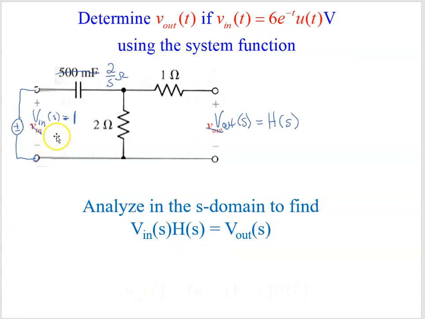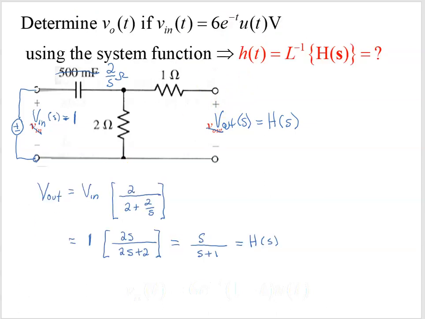If we convert to the frequency domain, our input function, the Laplace transform of that, is just 1. Our 500 millifarad capacitor becomes 2 over s ohms, and our resistors are unaffected. Our output function as a function of s will be our system function as a function of s. Once we find h of s, we can just multiply that by the Laplace transform of our v in of t. So what we need to find is our transfer function, our system function.